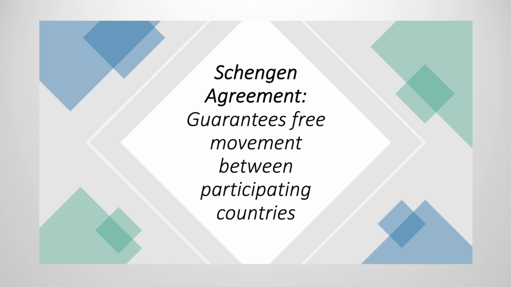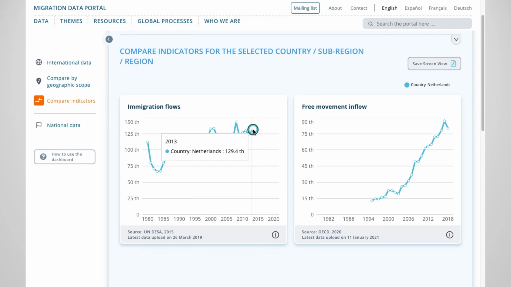The Netherlands is part of the Schengen Agreement, which guarantees freedom of entry for all citizens of Schengen countries in Europe. As such, people entering the country under this agreement would be counted in both total and free movement inflows, whereas citizens of non-Schengen countries would only be counted in total inflows. We can see that the most recent year where we have data for both indicators is 2013. Here, of the total 129,000 migrants immigrating to the country, 65,000, or roughly half, did so under the Freedom of Movement Agreement.